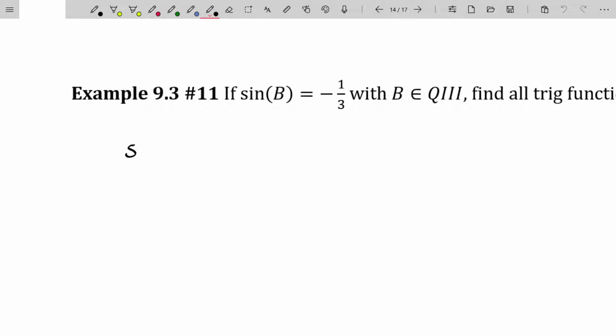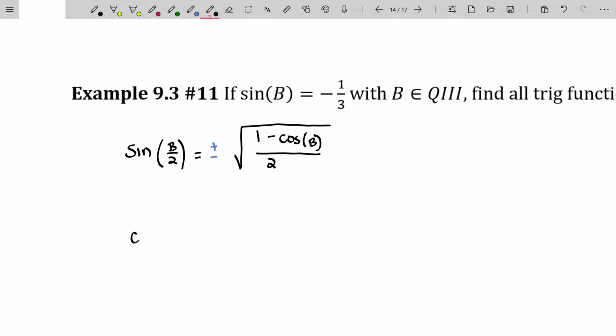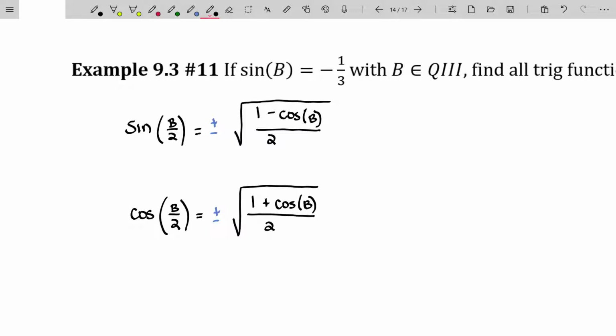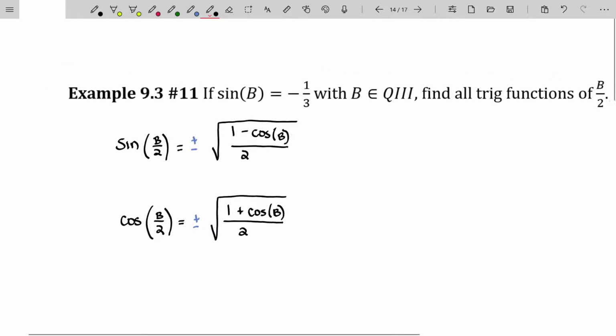Again, I'm just going to write out the formulas. The sine of the half angle of B should be either plus or minus the square root of 1 minus the cosine of that angle B divided by 2. And then the cosine of half that angle B, again from the half angle formula, is equal to either plus or minus, but not both, the square root of 1 plus the cosine of that angle B, and again, all over 2. All right, let's go ahead and dive into this.